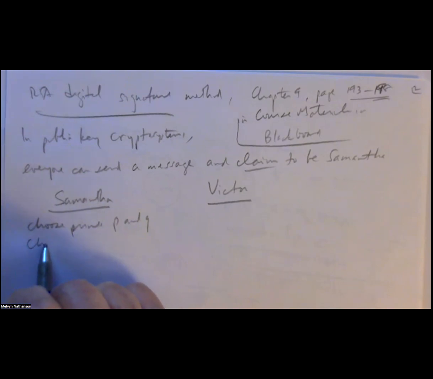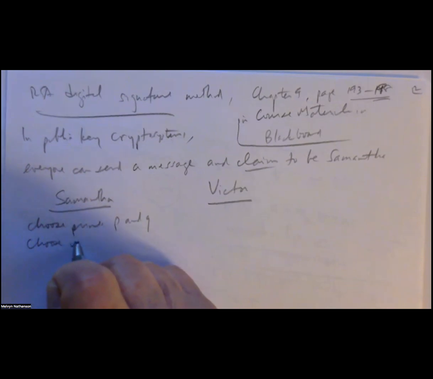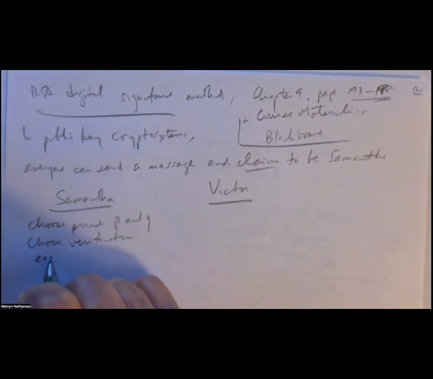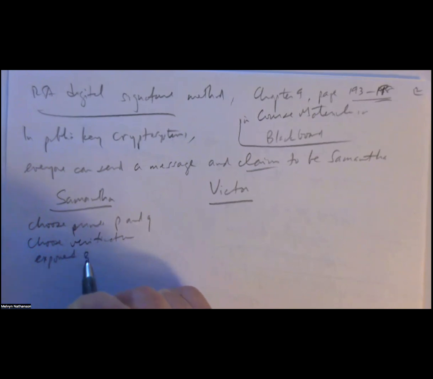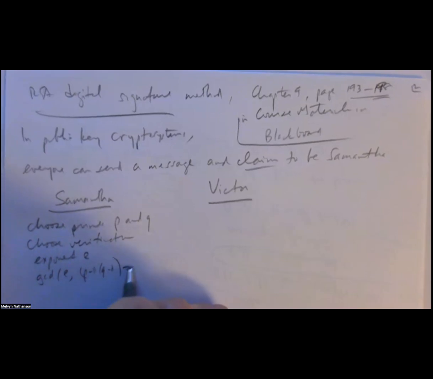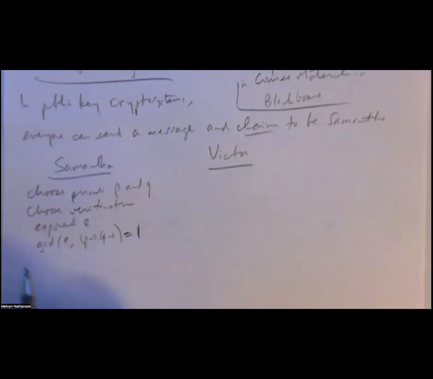She chooses what we'll call the verification exponent, E, where the greatest common divisor of E and (P minus 1)(Q minus 1) is 1. So E is relatively prime to the product (P minus 1)(Q minus 1).